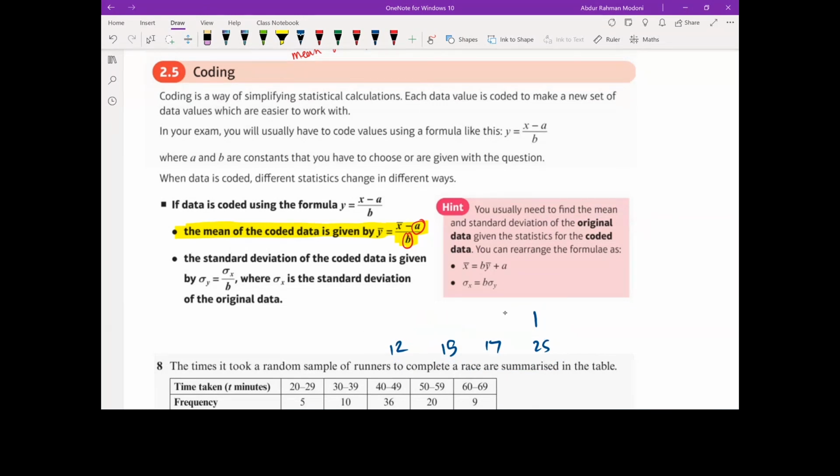So when we use coding, adding or subtracting doesn't affect standard deviation, but multiplication does, whereas the mean is affected by adding, subtracting, multiplication and division. So the takeaway from coding is that, in summary, addition, subtraction, multiplication and division affect the mean, whereas addition and subtraction do not affect standard deviation, but multiplication and division do, in the same way.